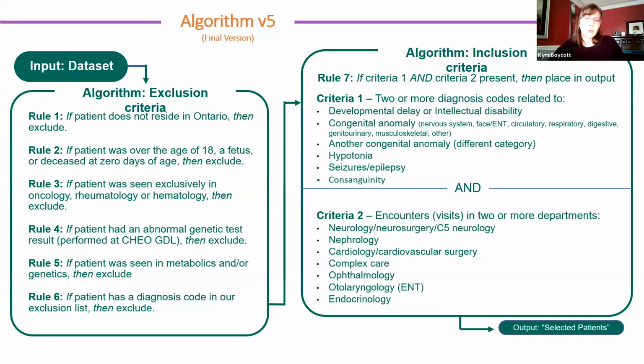If they already have an abnormal genetic test result, they were excluded. If they've already been seen by metabolics or genetics, they were excluded. And if you have a diagnosis code in our exclusion list, then they were excluded. It's really Rule 6 that we spent the most time on, because when you look at ICD-10 as a coding system, which is our only option to use in Canada, we don't have ICD-11 yet here, we had to remove things that were going to be flagging too many people as meeting criteria 1.